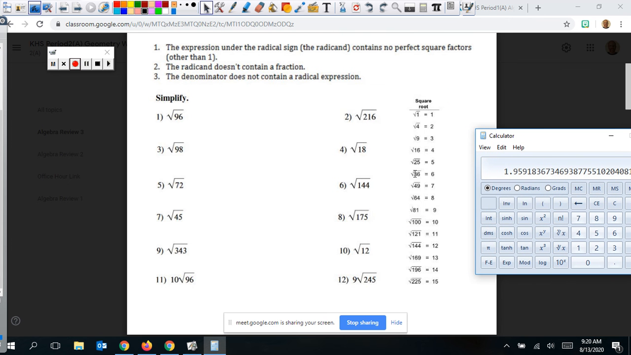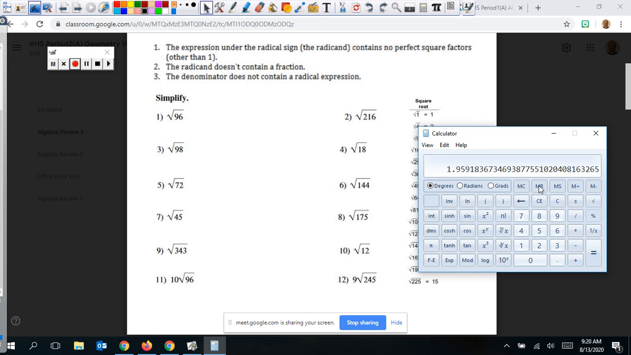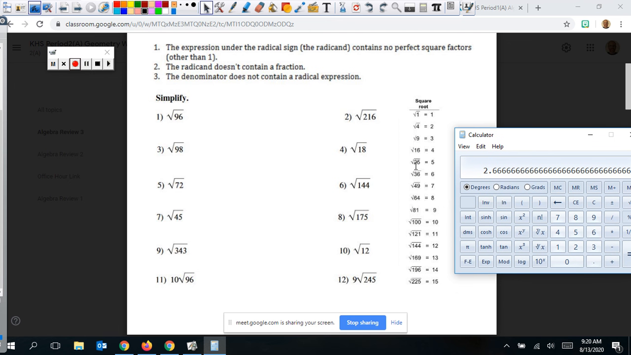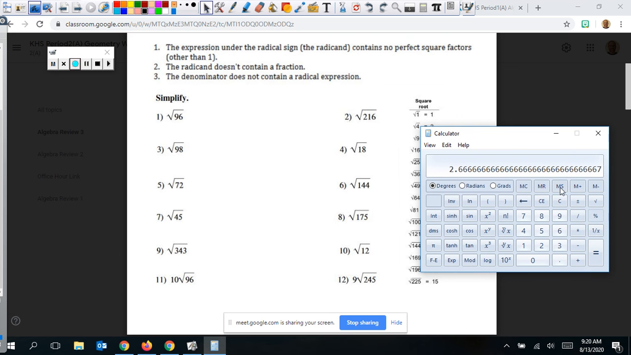So not that one, 36. Maybe 36 goes into 96. You might know for sure without doing the calculator, but I'll show you on the calculator that 36 does not go into 96. Can't use that one either. 25, I know for sure 25 does not go into 96. 16 would be my next one. So does 16 go into 96? So I'm going to divide by 16. And yes, it does, 6 times.